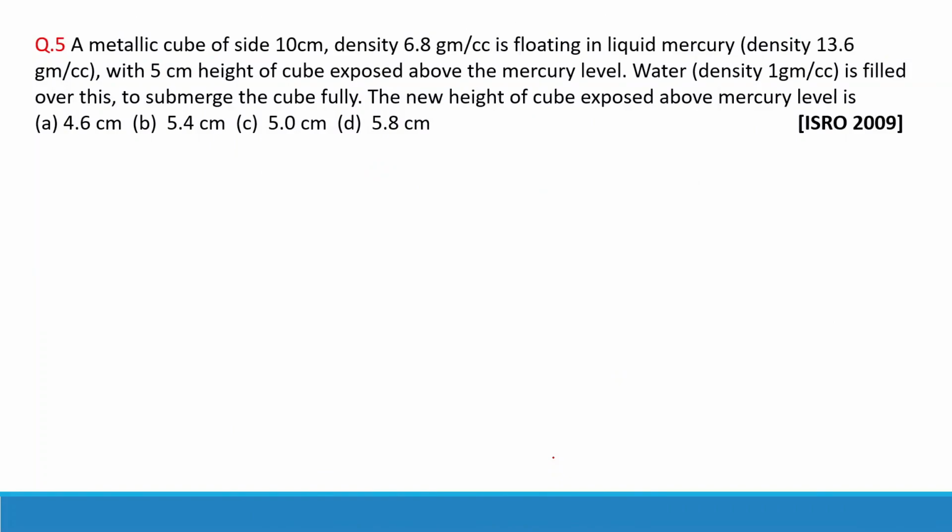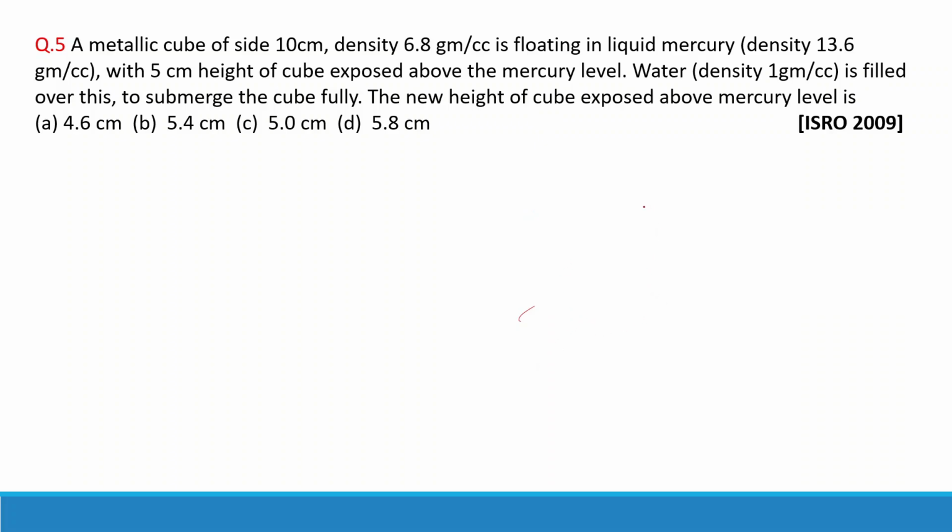The next question, this is the last question of today's class. A metallic cube of side 10 centimeter, density 6.8 gram per centimeter cube, is floating in liquid mercury, density given, with 5 centimeter height of cube exposed above the mercury level. Water is filled over this to submerge the cube fully. Find the new height of cube exposed above mercury level.